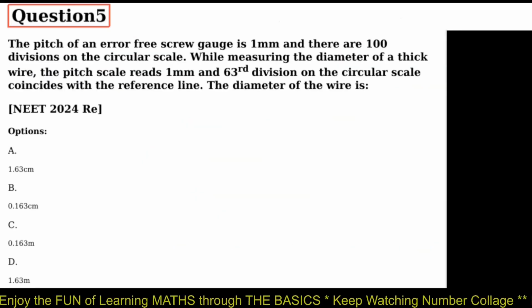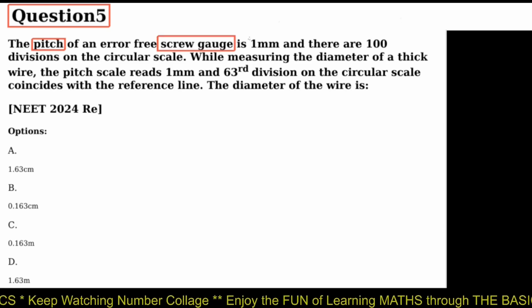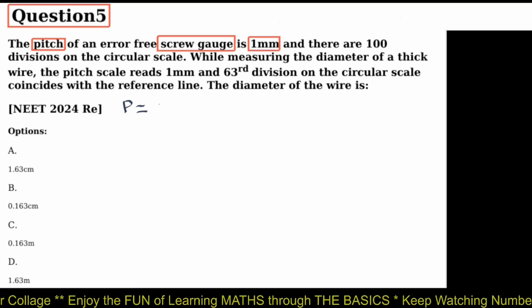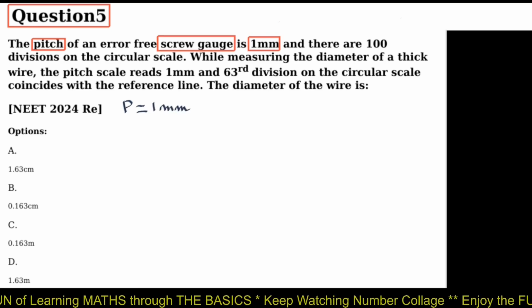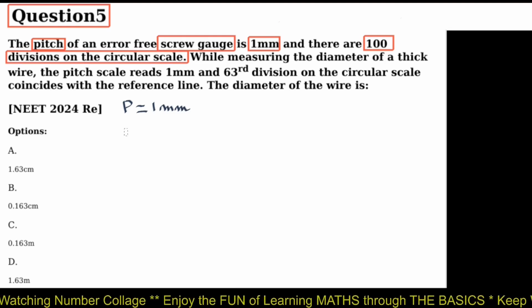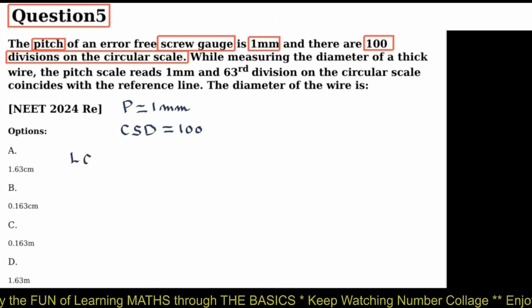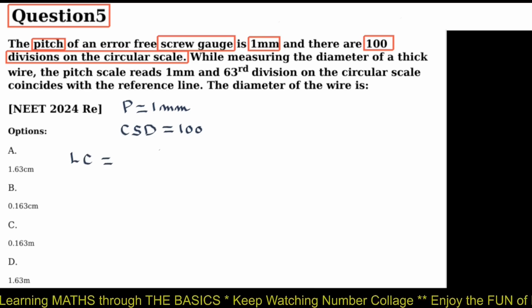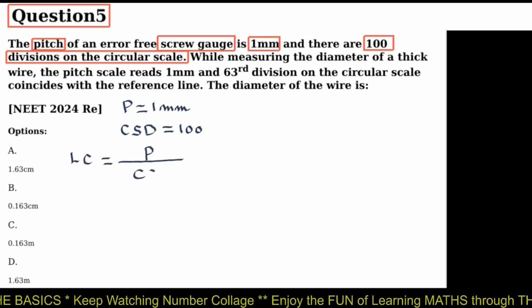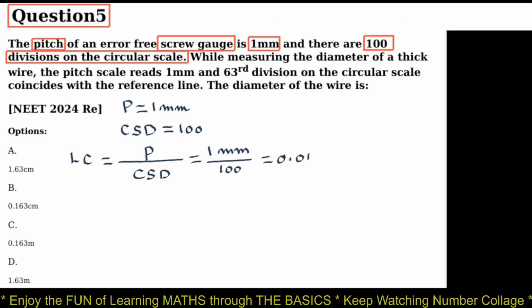Question 5. The pitch of an error-free screw gauge is 1 millimeter. So we have here P equals 1 millimeter and there are 100 divisions on the circular scale. So circular scale divisions are 100. From this we can find the least count of the micrometer screw gauge, which is pitch upon circular scale divisions, 1 mm upon 100, 0.01 mm.